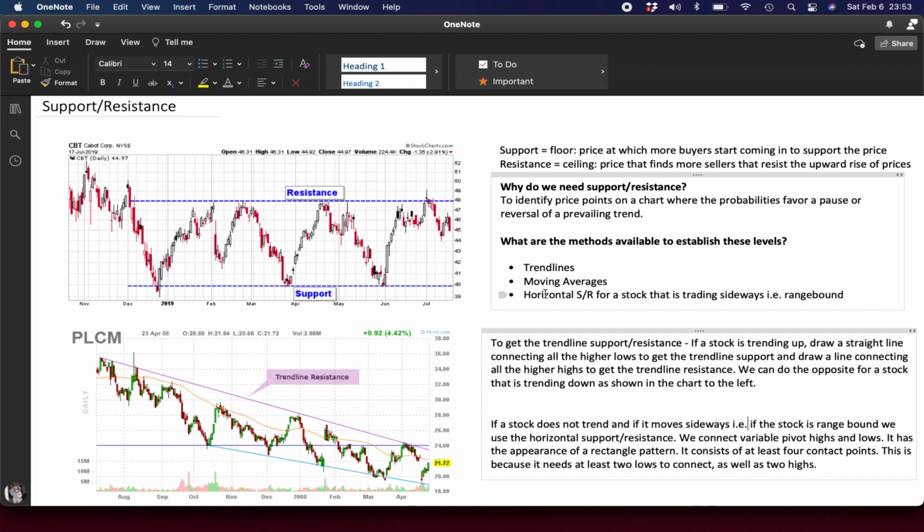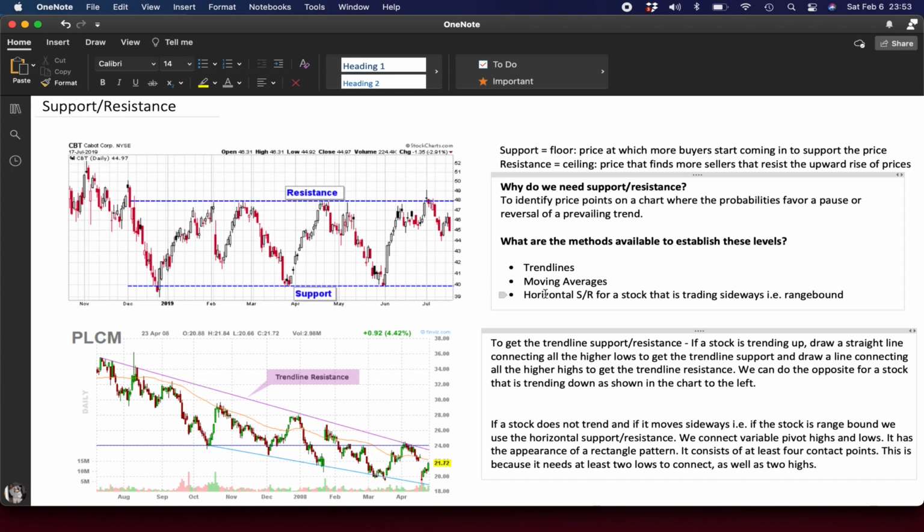Anyways, over to trend lines. A stock is said to be in an uptrend if it makes a series of higher highs and higher lows. And a stock is said to be in a downtrend if it makes a series of lower highs and lower lows.